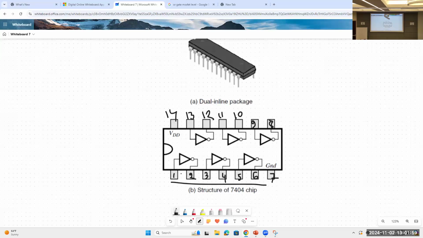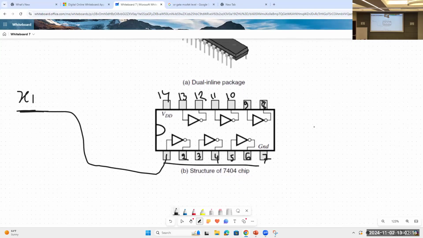Okay. So if you need one, I mean, this is one input. Suppose this is x1. You need to invert it. So what will you do? You will connect this x1 to pin number 1. Okay, and from which pin will you get the output? Pin 2. Yeah, because as you can see, the pin. This is why the pin diagram is important.